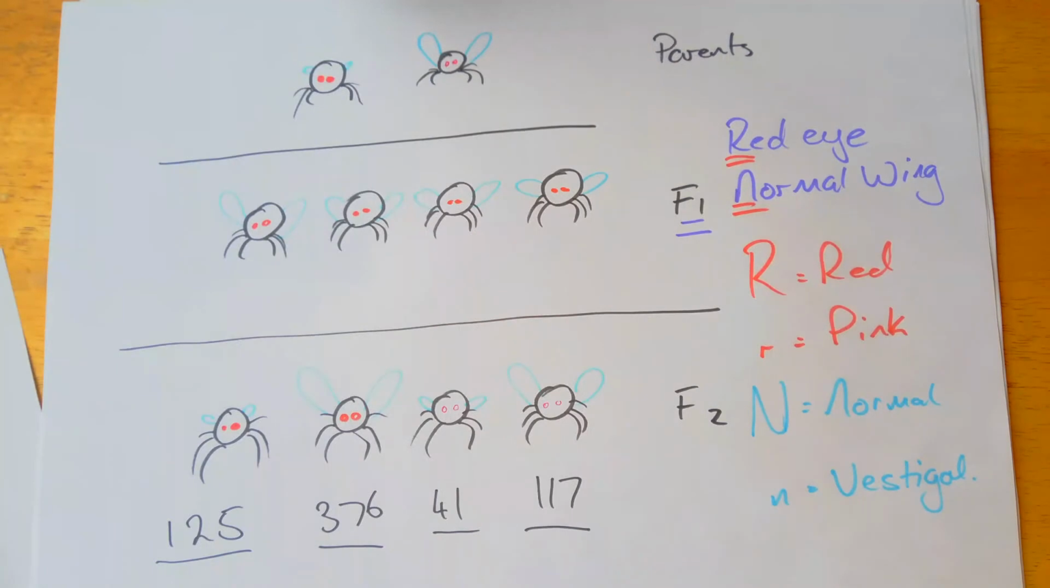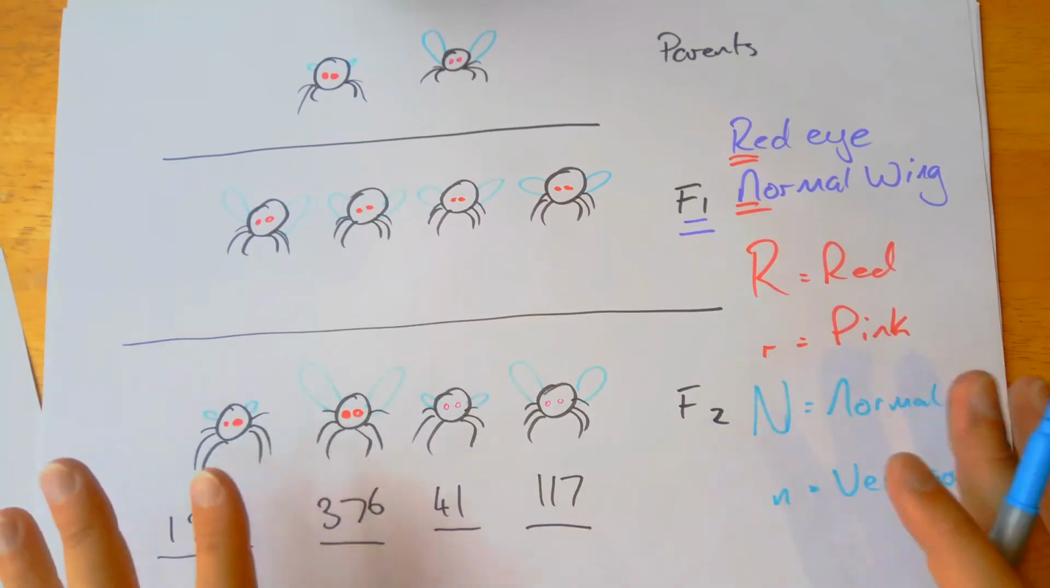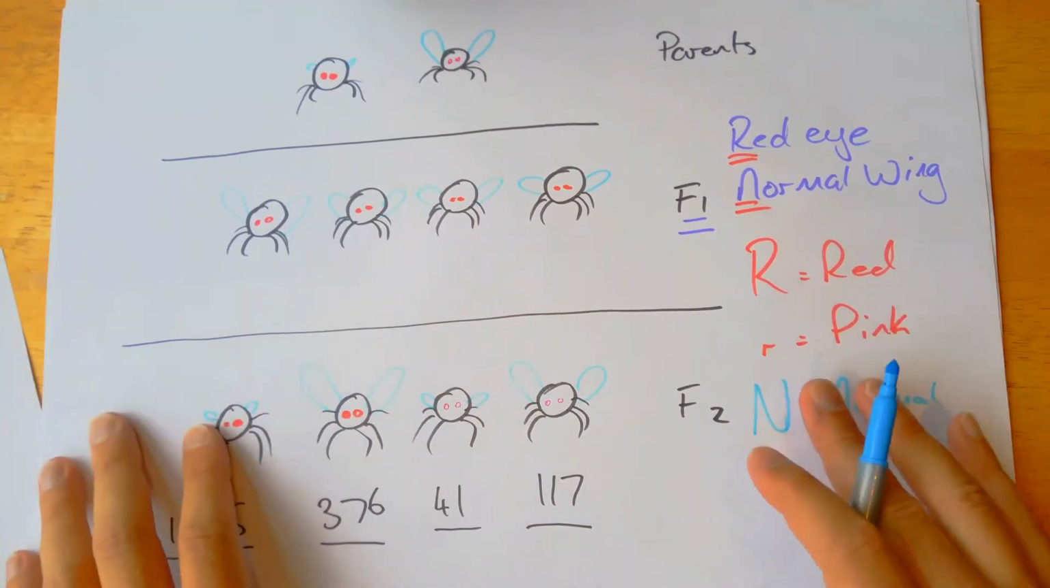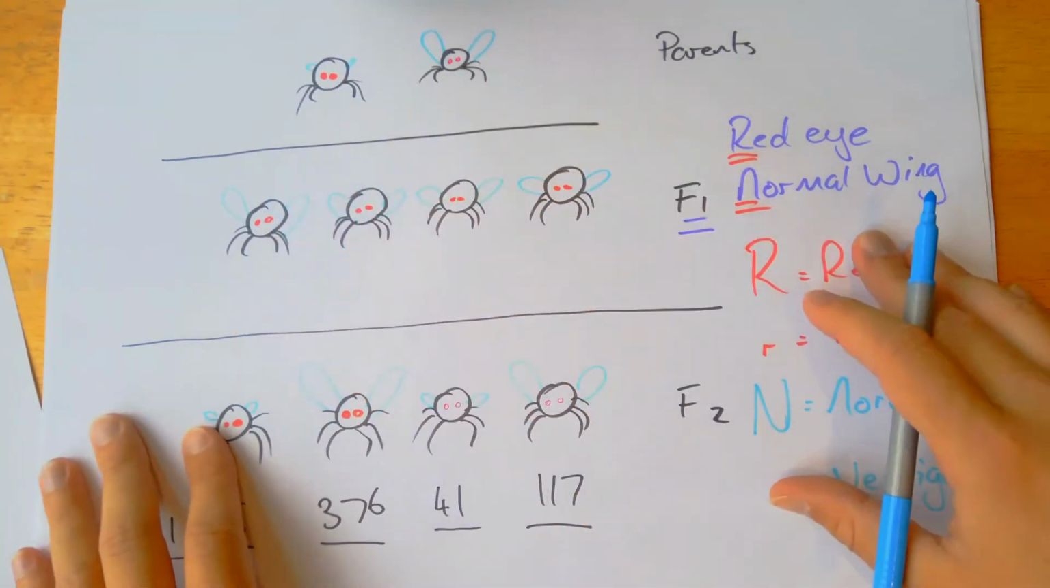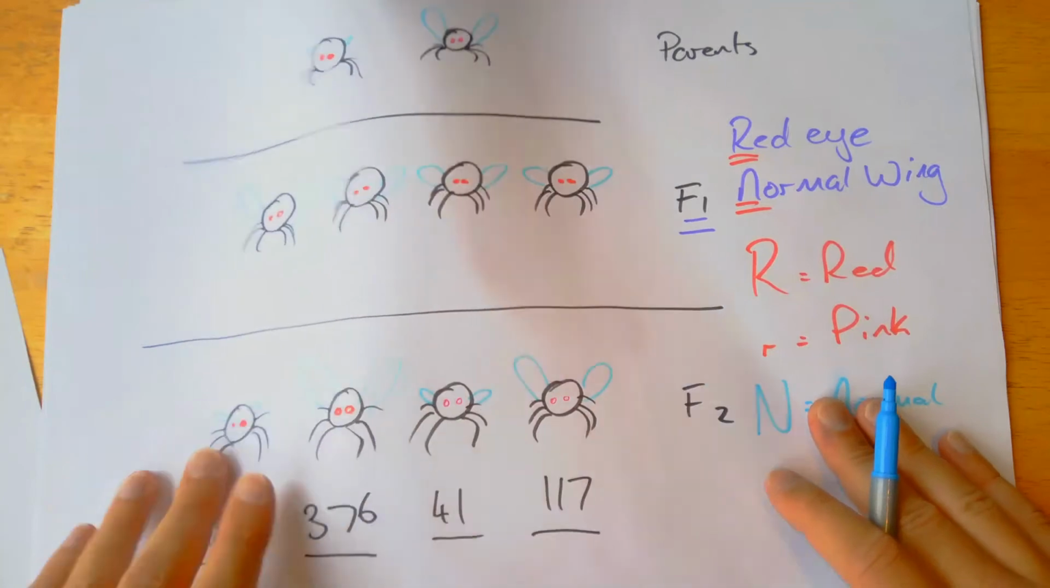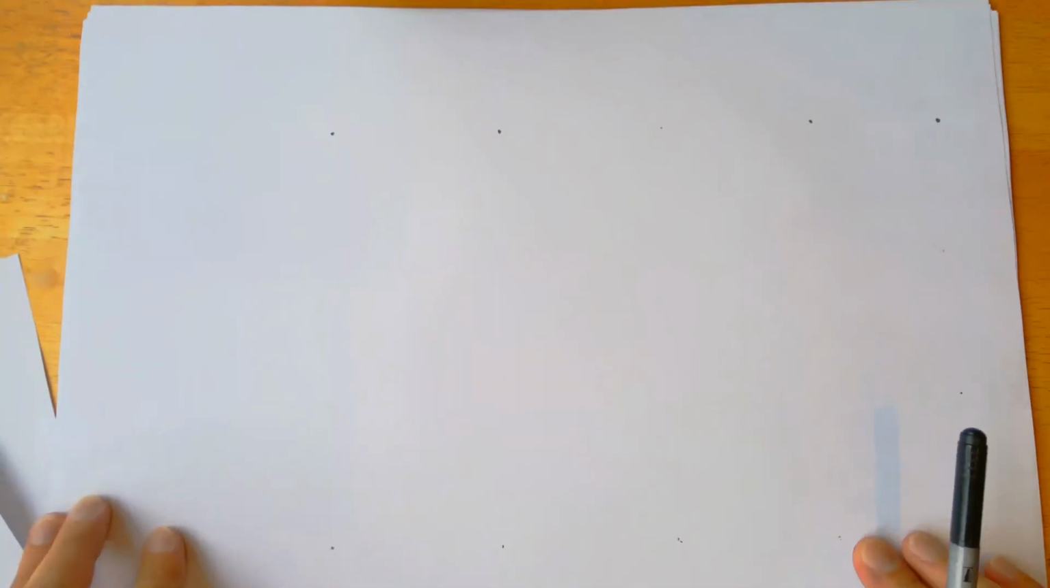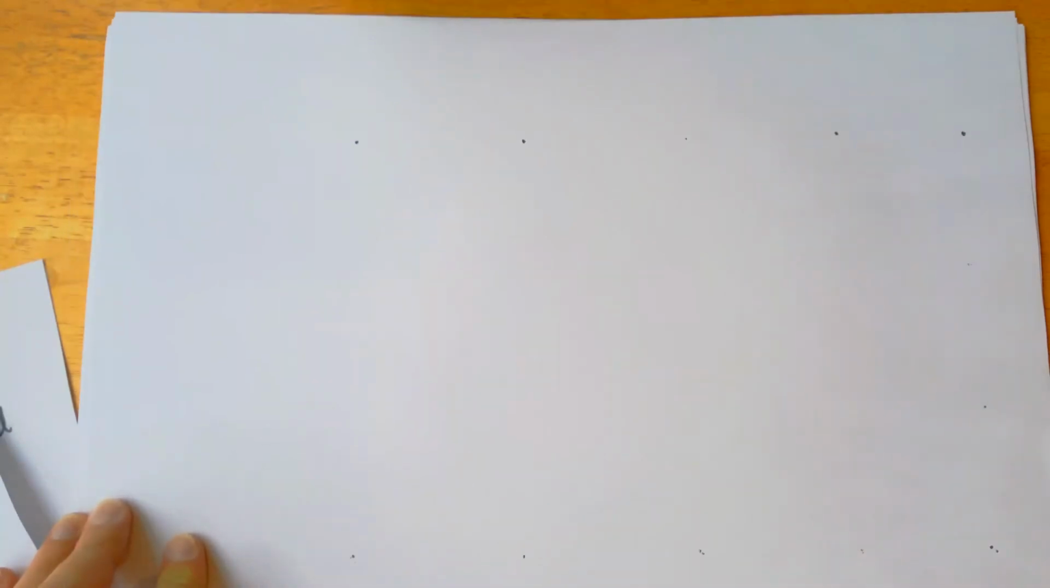It then asks us to draw a suitable genetic diagram to explain the results of the experiment. Now remember, we're talking about dihybrid inheritance here, so we're not just looking at one allele pair, we're looking at two allele pairs. But it's the exact same principle. The first thing we've got to do is decide what the parental phenotypes are going to be. In this case, the results of this experiment, we're looking at the F2 generation, so we're going to be looking at red eyes with vestigial wings and pink eyes with normal wings.